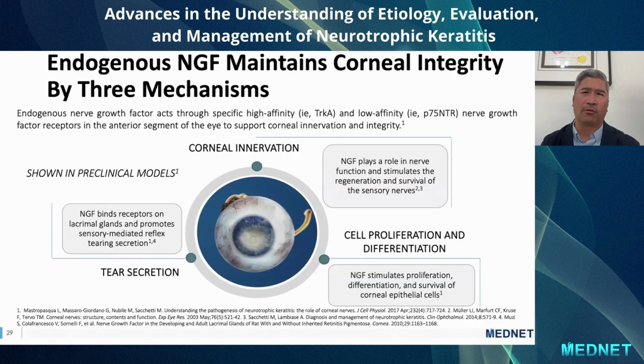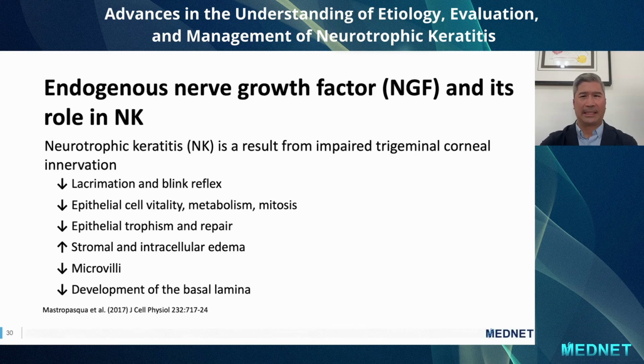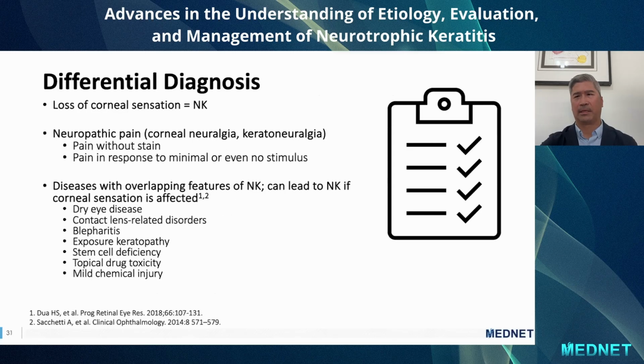We know that there is endogenous growth factor, nerve growth factor, which maintains the corneal integrity. And so looking at the nerve growth factor, we know it plays a role in the function and stimulates the regeneration and survival of the sensory nerves. We know that that leads to the proliferation, differentiation, and survival of the epithelial cells, but then it also helps promote sensory-mediated reflex tearing secretion. And so what happens in NK is due to the impaired trigeminal corneal innervation, we're going to get decreased lacrimation, decreased vitality of the cells, decreased repair, corneal edema, whether it's intrastromal or intracellular or stromal, but decrease within various factors of the corneal cells.